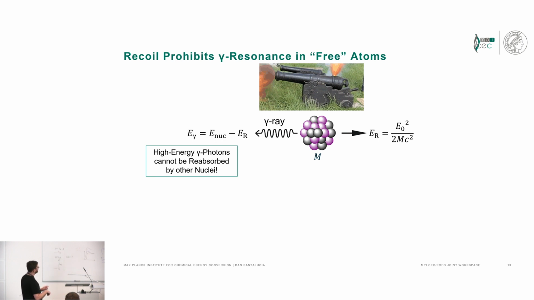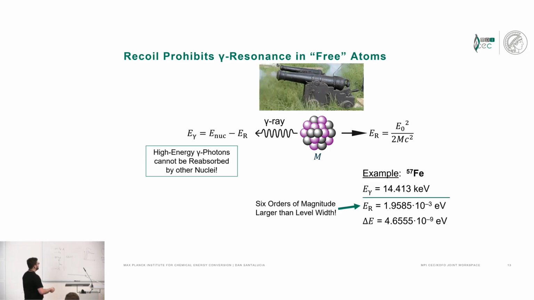But you can't just emit and reabsorb high energy gamma photons, because they come out of resonance from this recoil energy being a problem. Just to give you an idea, here's the gamma ray energy, and here's the recoil energy. And what you see is a delta E here. That's the line width. I put everything in eV again. Sorry to switch between units so much, but the point is that this is 6 orders of magnitude larger than the line width. So there's just no possible way you're ever going to see anything.